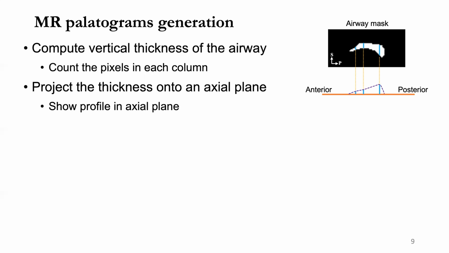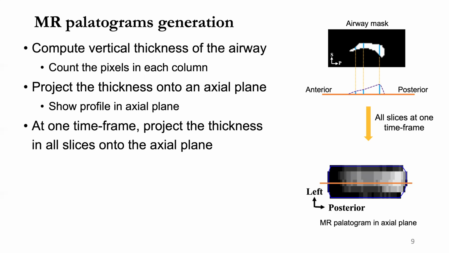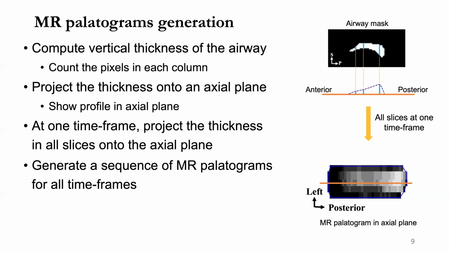Then, we project the thickness in all slices at 1 time frame onto the axial plane, and we get a palatogram at this time frame. In this MR palatogram figure, the orange line is the projecting profile corresponding to the airway mask in the top figure. A sequence of MR palatograms can be generated by the same steps for all the time frames.